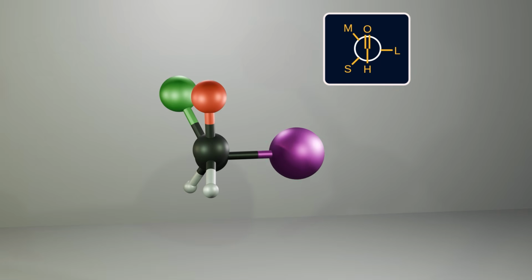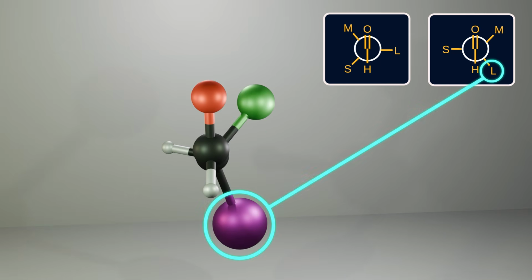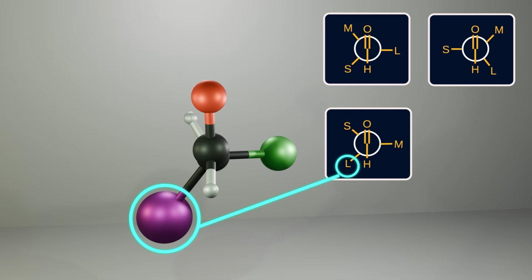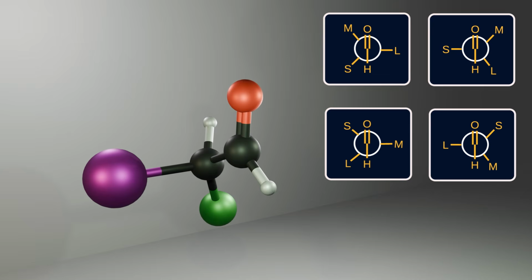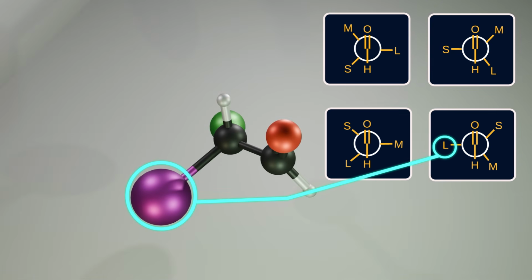Rotating the carbon-carbon bond by 60 degrees gives us this conformer in which the large substituent is positioned on the right side of the hydrogen. Another 60-degree rotation places the large substituent on the left side of the hydrogen. The next rotation places the large substituent perpendicular to the carbonyl group again, but this time it's positioned on the left. It's actually the opposite direction compared to the first conformer.